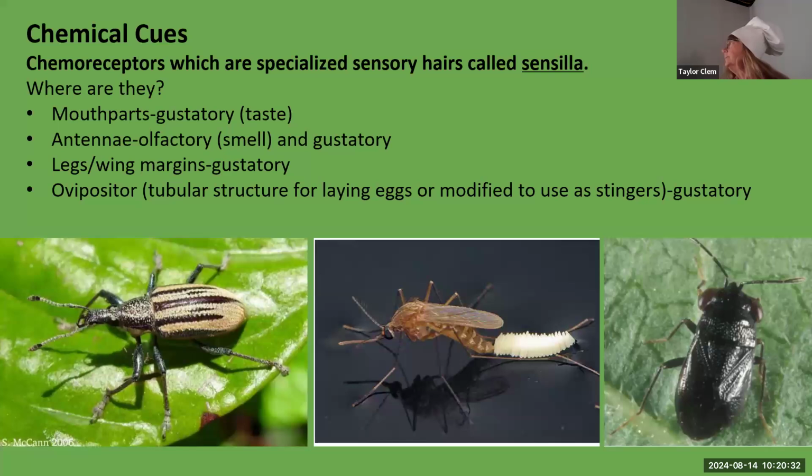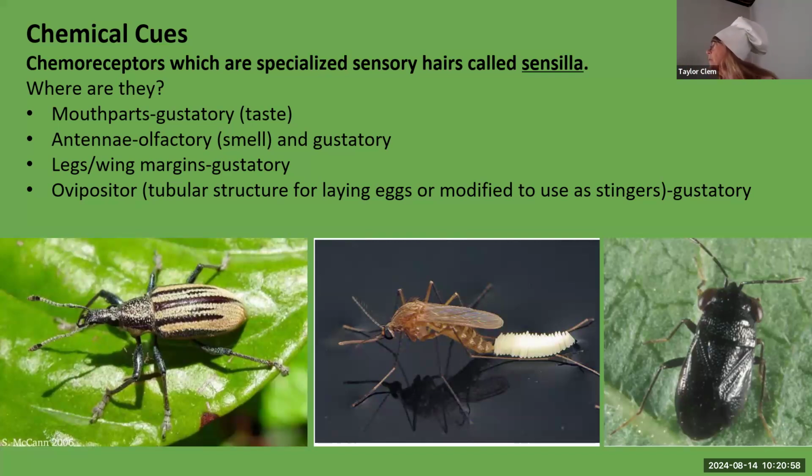I got it. It just went off to another little tangent over there. Chemical cues. These are very interesting. There are chemical receptors on the insects in various different places called sensilla, and they could be either the mouth, the antenna, the legs, and the wing margins, or the ovipositor. Now, the mouth will be taste or the gustatory, along with the antenna, the legs, and the ovipositor.